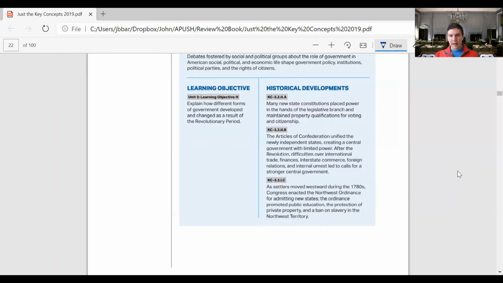So they're going to do things like, in order to vote in many states, you have to own property. In order to become a citizen, you must own property. They're going to say, we don't want to have a president because that's too much like a king. So we're going to have the legislature, the Congress, they're going to have all the power of this new Articles of Confederation.